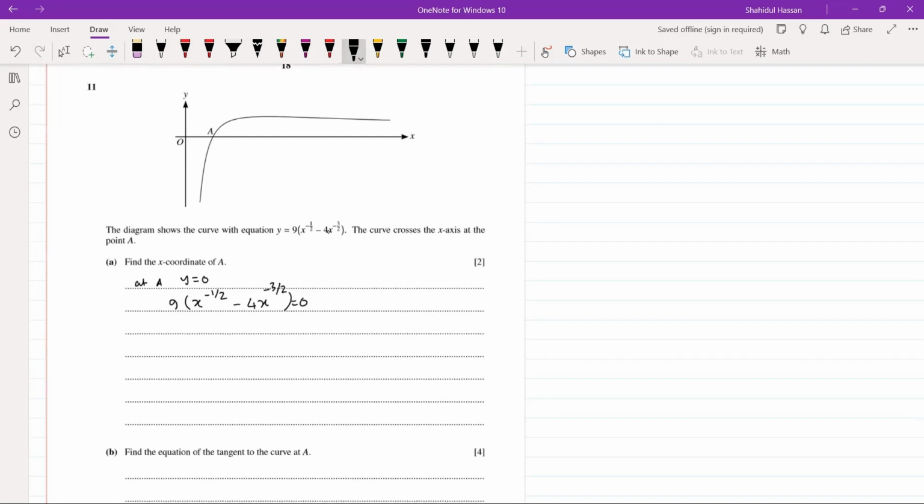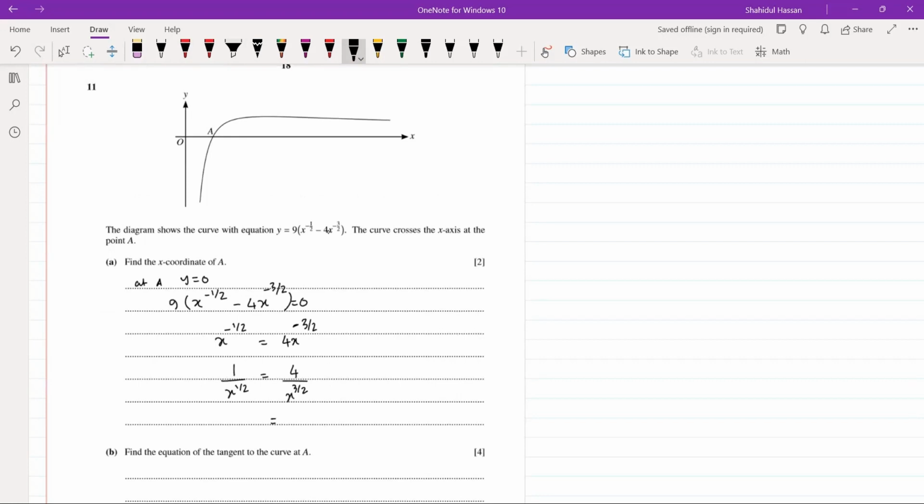We take 9 on the other side. 0 divided by 9 is 0, so we have x to the power minus half is equal to, if I take minus 4x to the power minus, on the other side we're going to have a 4x to the power minus 3 by 2. This can be written as 1 over x to the power half is equal to 4 over x to the power 3 by 2.